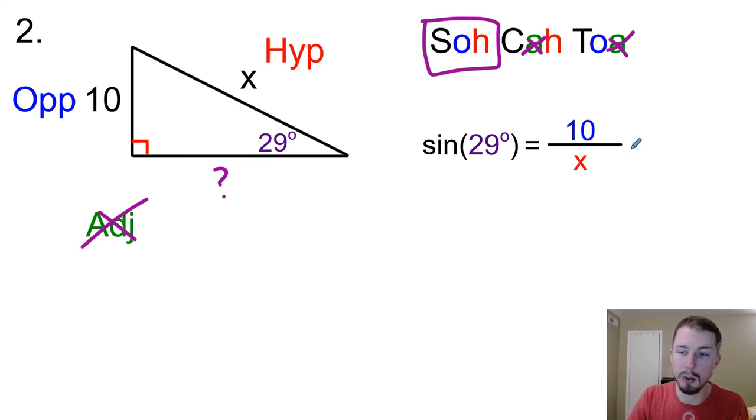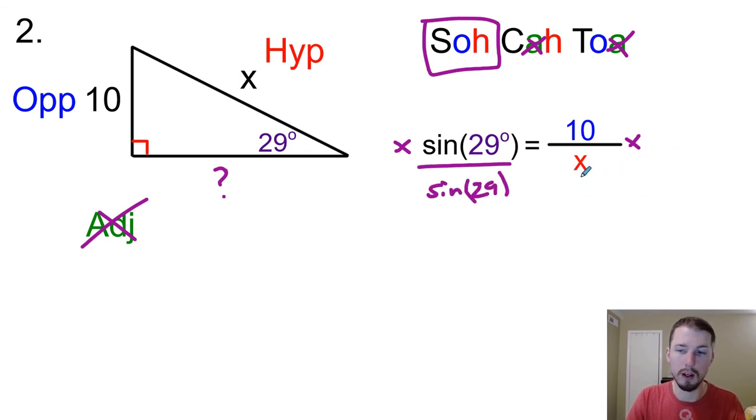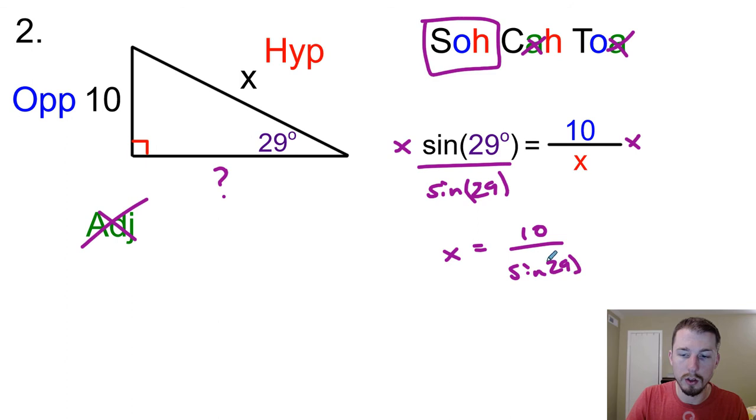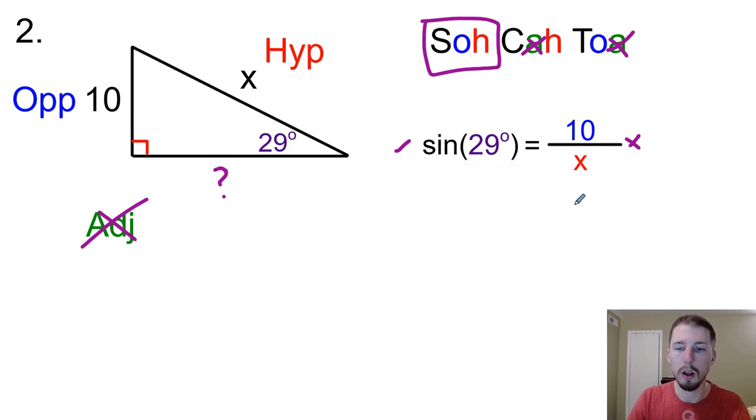Now I want to solve for x, I want to get it by itself. So what I'm going to end up doing is multiplying both sides by x, but then I'm going to end up having to divide both sides by the sine of 29. And so you're going to end up with x is equal to 10 divided by sine of 29. And there is a shortcut on this one, so let me show you that. Let me just undo everything I just did, and I'll show you the shortcut.